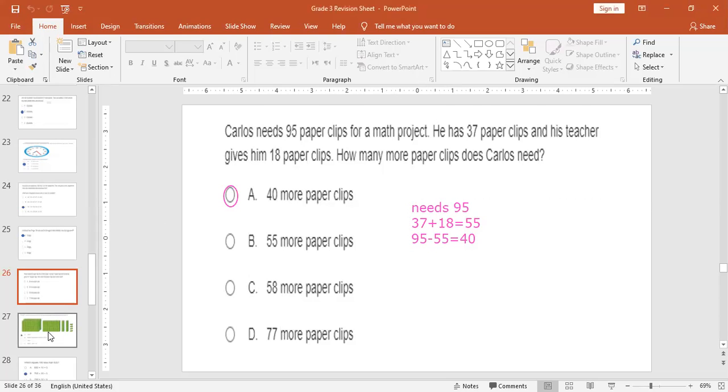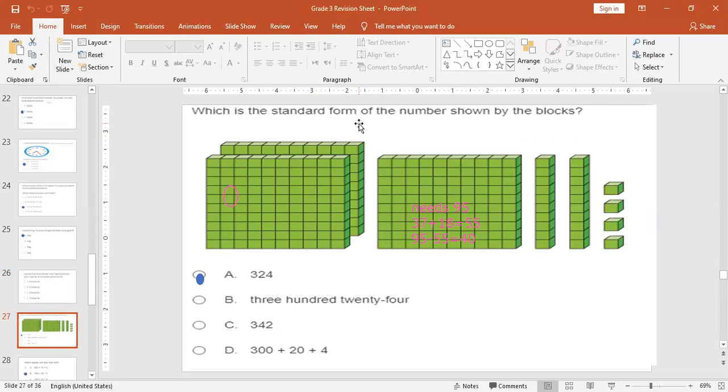Here, which is the standard form of the number shown by the blocks? Here, how many hundreds do I have? I have 3. 1, 2, 3. So it is 3. How many tens? 2. How many units? 4. So it's 324.